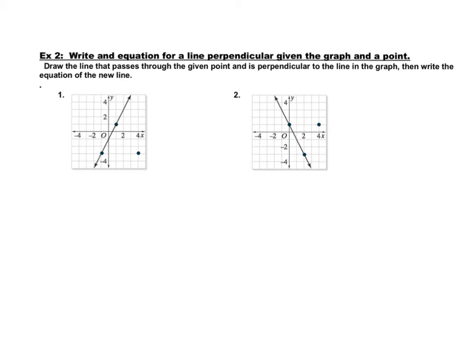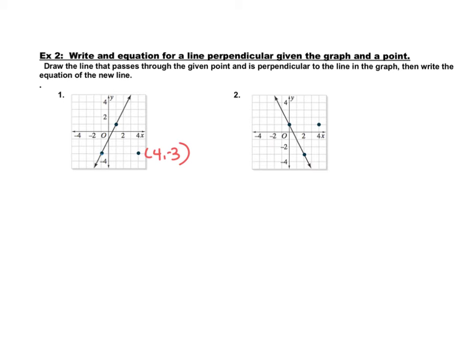All right, in example number 2, we're going to write an equation for the line that is perpendicular to this graph and given point. So we're given a point right here. Our point is (4, -3). So it's going through this point, and it's going to be perpendicular to the line that's given.